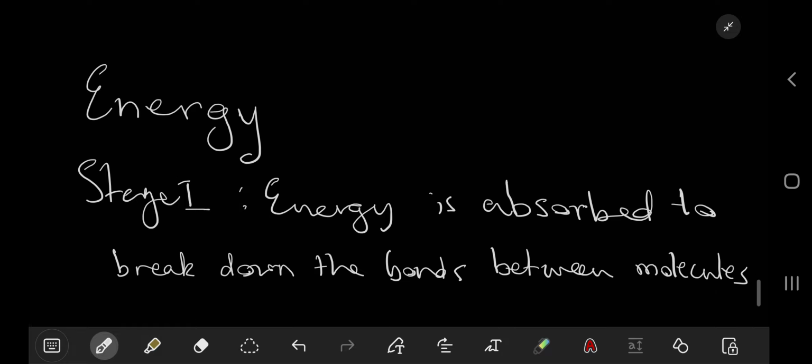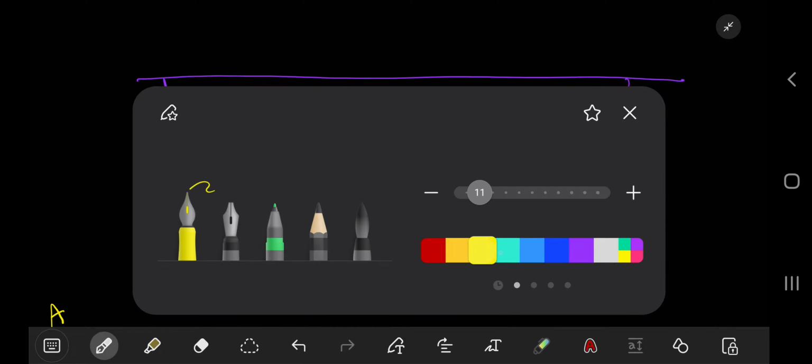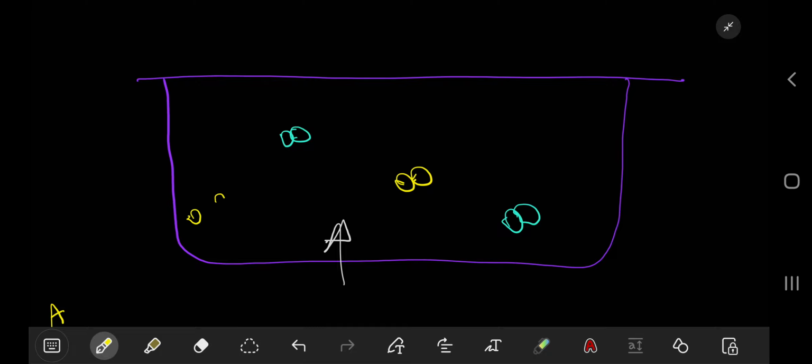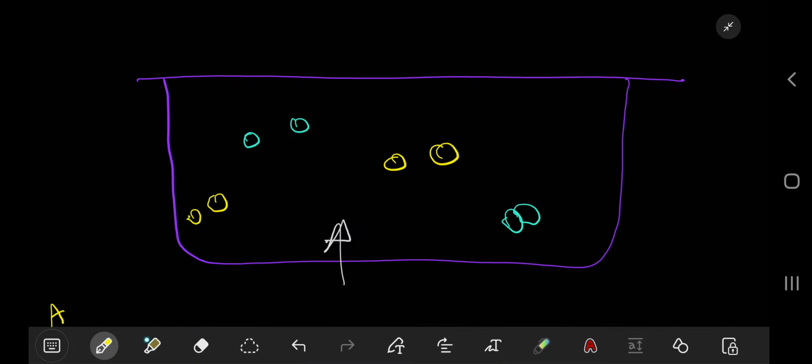Okay, so that is stage number 1. Let us demonstrate that in this diagram or in this container. Energy is being absorbed, and that energy is going to break down the bonds between these atoms. So we have broken down the bonds between those atoms, okay? And then here we have broken down the bonds between those molecules. Same applies here. And that is the energy that is being absorbed. It's going there to break down the bonds between those particles.